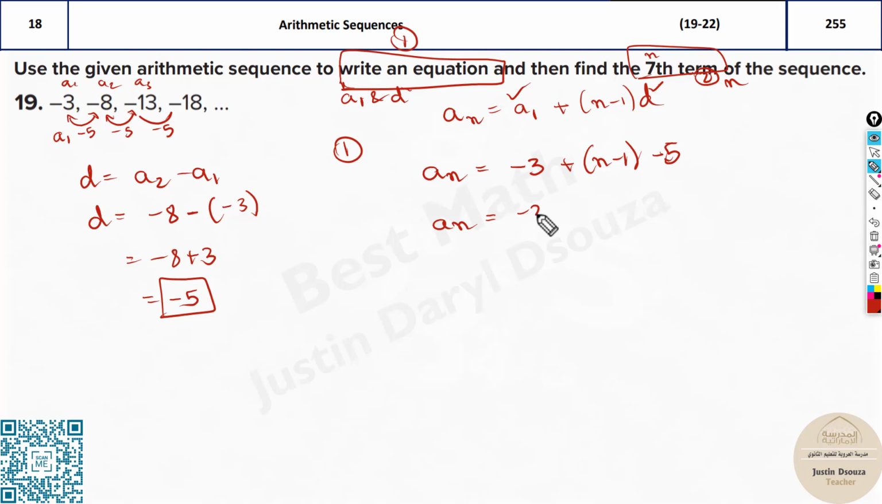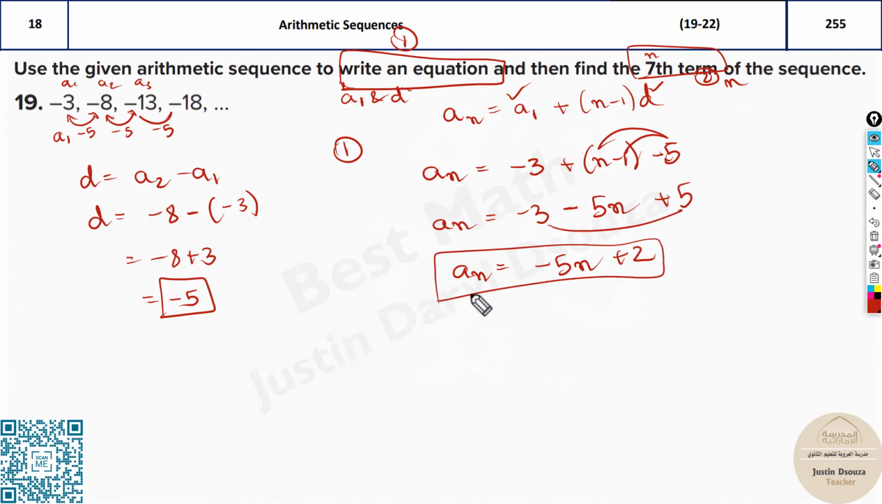We'll try to simplify. It's minus 3 plus, this minus 5 is multiplied inside. So minus 5 times n would not be plus, it'll be minus 5n. And minus 5 times minus 1 would be plus 5. So an will be equal to minus 5n. I'll write the n term first. And what about these two? 5 minus 3 would be plus 2. So that is the equation of an.